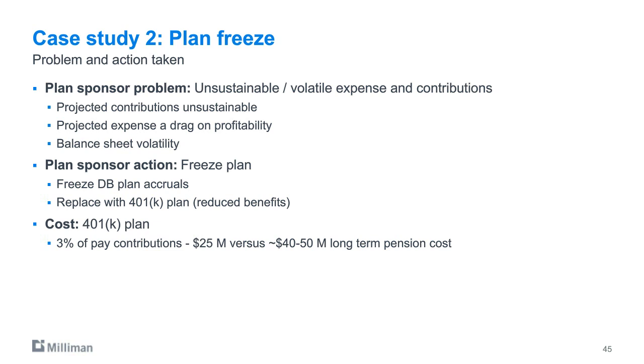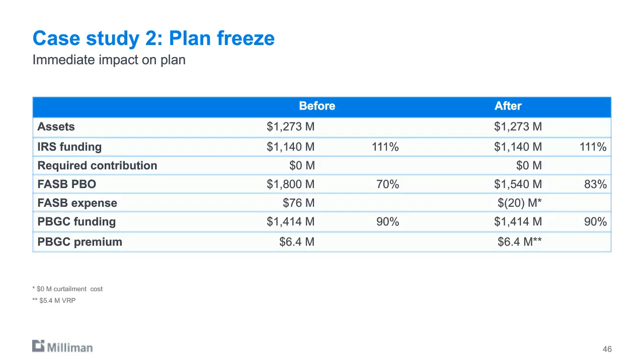So what the plan sponsor decided to do is replace it with a 401k plan. They replaced it with a 3% of pay 401k plan, which makes their contributions drop from about $40 to $50 million to $25 million a year. Now, that is a significant cost savings, but what they effectively did was cut the benefits dramatically. The impact on all of our numbers here is very small immediately, except for the FASB expense.